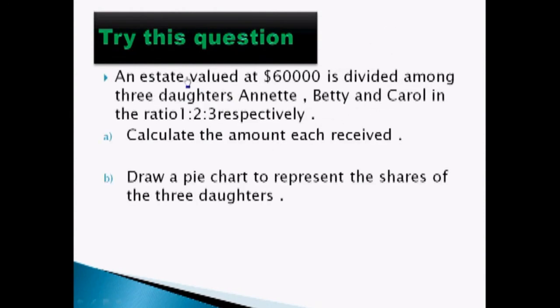Try this question. An estate valued at $60,000 is divided among three daughters, Annette, Betty, and Coral, in the ratio 1 to 2 to 3 respectively. Calculate the amount each received. And for part B, draw a pie chart to represent the shares of the three daughters. So pause your video now and try this question.